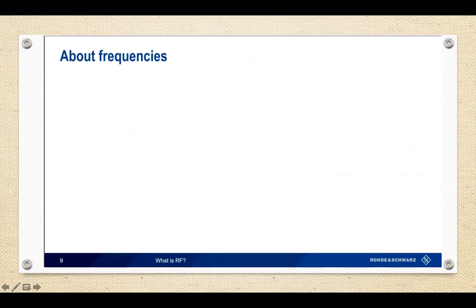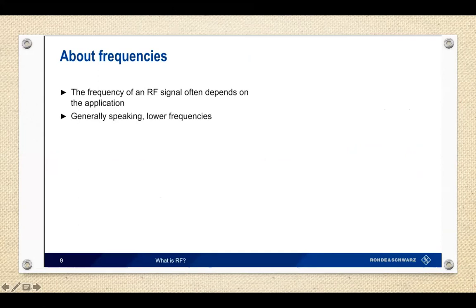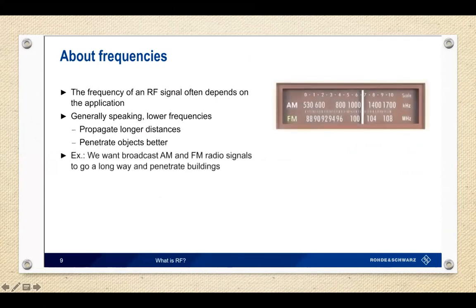The definition of RF covers a very wide range of frequencies, but the specific frequency used is largely based on the application. Generally speaking, two things happen as we lower the frequency. First, the radiated fields propagate or travel longer distances. Second, lower frequency signals also tend to penetrate or pass through objects more easily. The opposite is true for higher frequencies. For example, broadcast AM radio uses frequencies in the hundreds of kilohertz, and broadcast FM radio uses frequencies around 100 megahertz, because we want these relatively low frequency signals to travel many kilometers and be receivable inside of buildings, houses, etc.